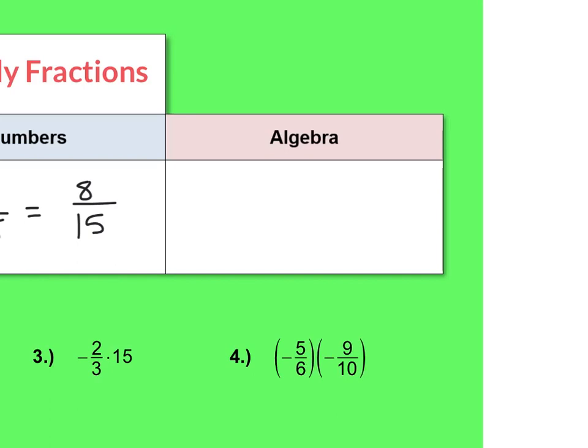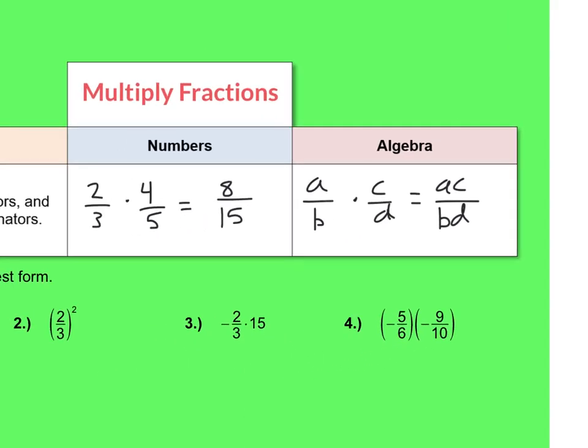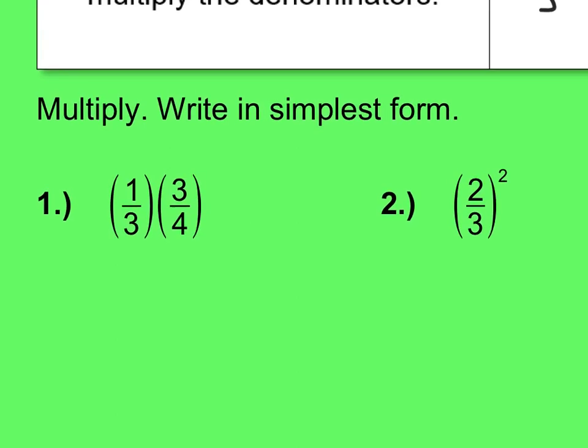I'm going to do it with algebra. I have A over B, they can stand for any number, times C over D, and we get AC, or A times C, over B times D. Because that's the rule. You just multiply straight across to get the new numerator, and straight across the bottom to get the new denominator. Let's do a couple examples.